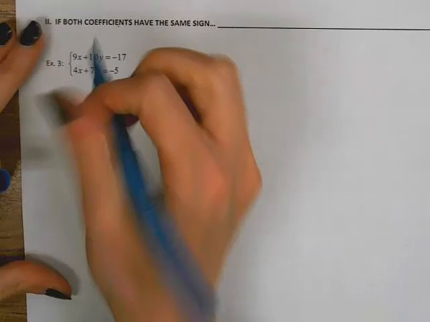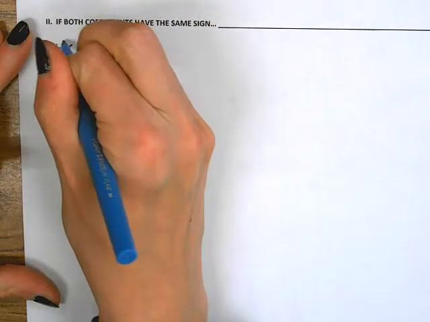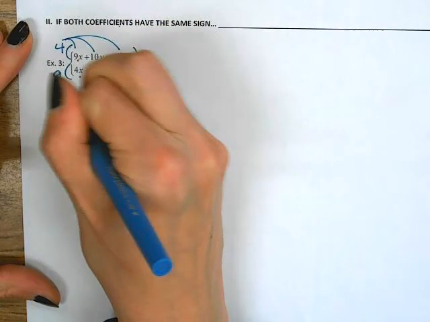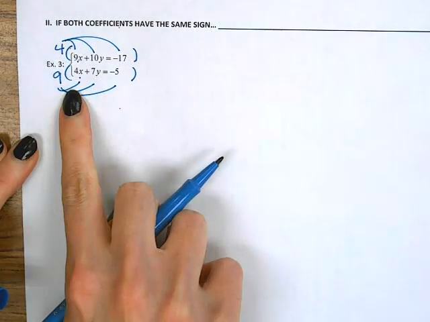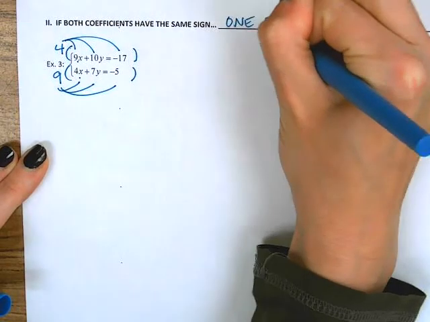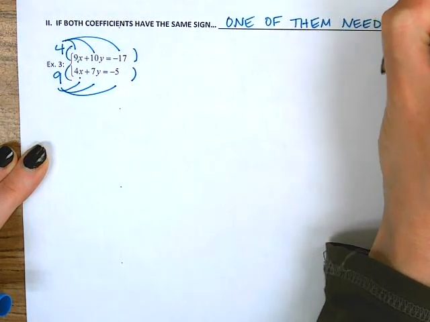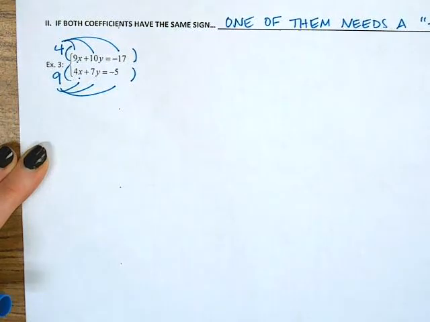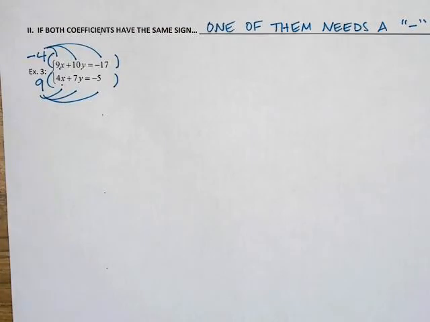So let's do this one. See how this one's 9 and this one's 4? Let's multiply the top by the 4 and the bottom by the 9. Now, here's the problem. None of them are negative. So if they both have the same sign, one of them needs a negative. So your choice. You could put the negative here or here, but one of them needs a negative. Otherwise, they won't be opposite. All right, let's do it.